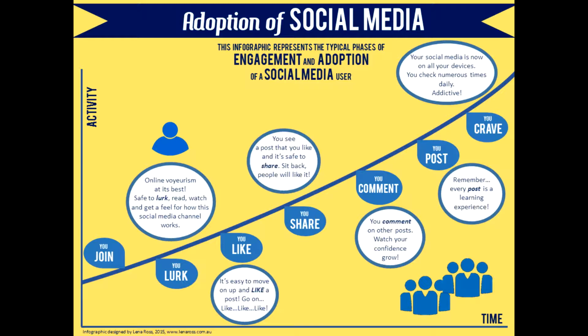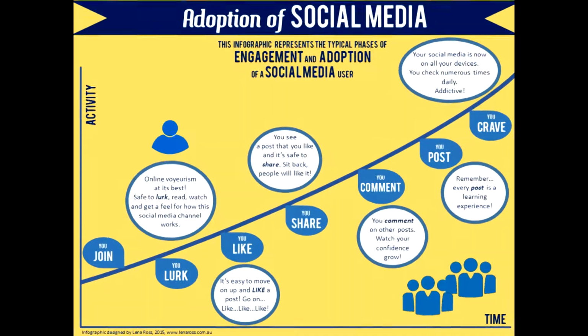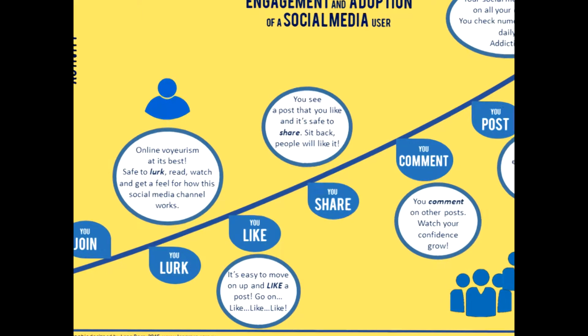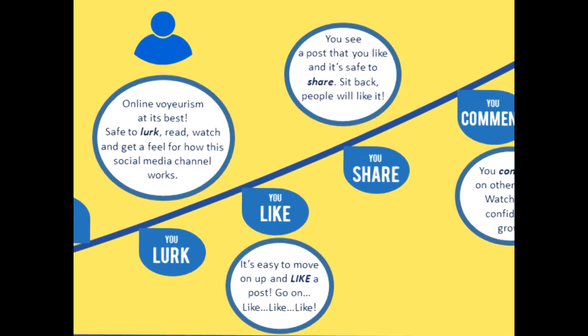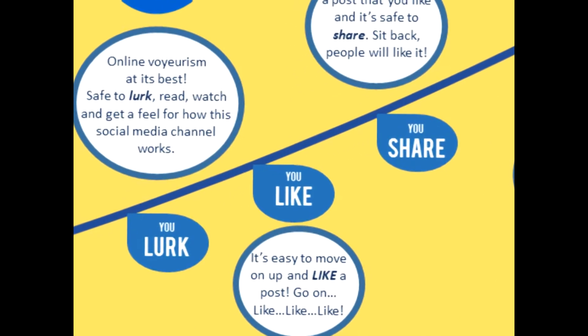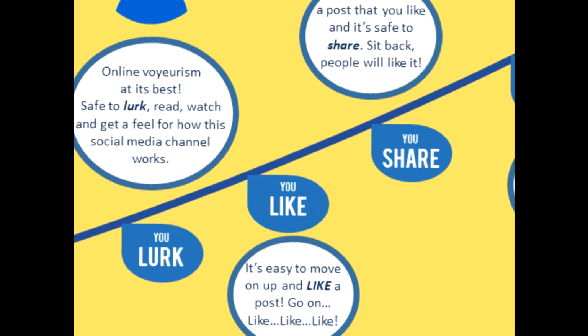Some people just jump straight in and post, so you do not have to follow this in a linear way. But it's just a way of explaining how you might want to take a slower approach to gradually get involved. So as I said, people lurk. A lot of people stop there and just do lots and lots of lurking. And then you can start by liking, because by you liking, people see your like.